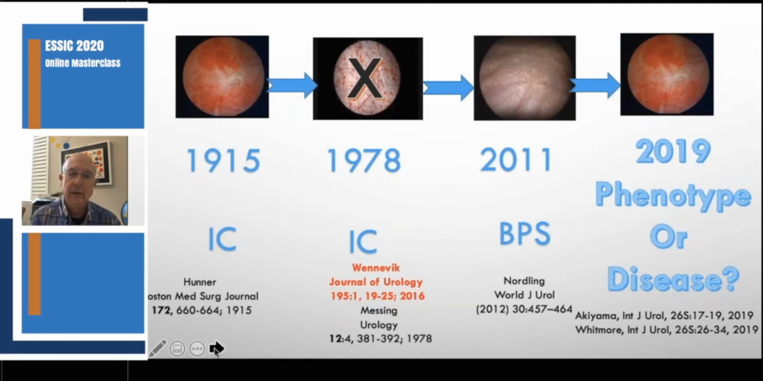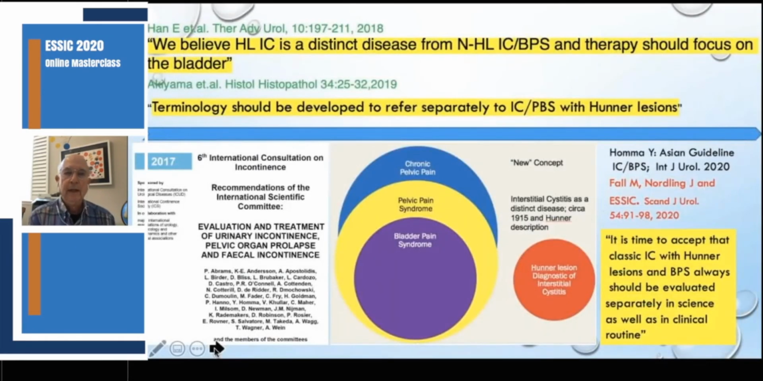And we know now that glomerulations have very little meaning, very little sensitivity for IC or bladder pain syndrome. They have very little specificity, and in the absence of research studies, they're not important findings. So more and more people are on board with looking at Hunter lesion as a separate disease. The group in Detroit, Ken Peters' group, wrote, "We believe Hunter lesion IC is a distinct disease from non-Hunter lesion IC-BPS, and therapy should focus on the bladder."